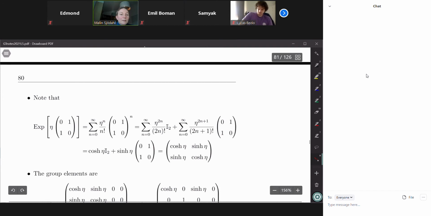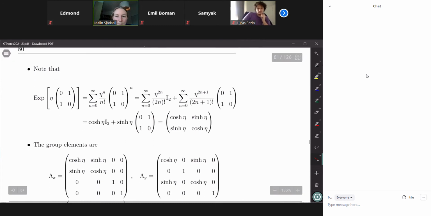So all even powers here will give us back the identity matrix, including the power 0. Therefore, this sum, that is the exponent, can be divided into one term over even powers. So we sum here n from 0 to infinity, but we take only the even powers. So we have eta to the 2n over 2n factorial, and then we have the identity matrix. Of course, the odd powers will just give us the matrix back. So this is the matrix that we have, to odd powers, with 1 over (2n+1) factorial, and eta to the 2n+1.